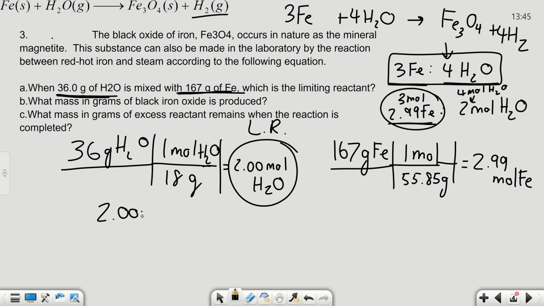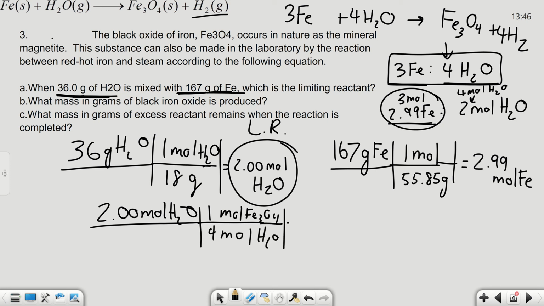If I have 2.00 moles of H2O and all of it reacts, the ratio is 1 mole Fe3O4 to 4 moles of H2O. I'm doing stoich, so I have to use the original mole ratio. I can produce 0.5 moles of Fe3O4, and I don't need to go to mass. Obviously, this can help me with the next problem because it's asking for mass. What this is saying is 2 moles of water can, at max, make 0.5 moles of Fe3O4.